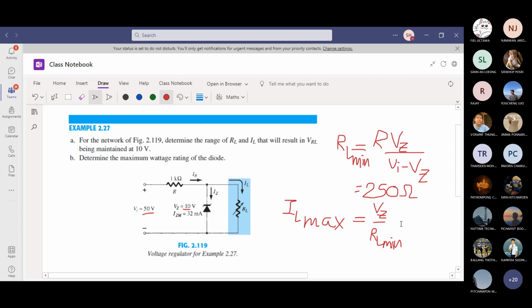The maximum load current is the load voltage divided by minimum load resistor, which we find out. So once the Zener is turned on, the load voltage will be 10 volts, divided by the minimum resistance you need to turn on, which is 250 ohm. 10 divided by 250 is 0.040 amps, 40 milliamps.